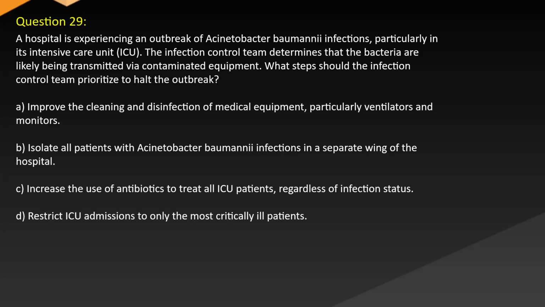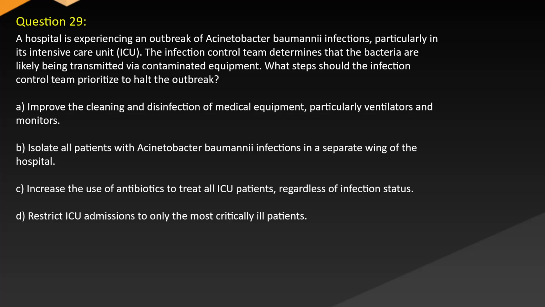Question 29. A hospital is experiencing an outbreak of Acinetobacter baumannii infections, particularly in its intensive care unit, ICU. The infection control team determines that the bacteria are likely being transmitted via contaminated equipment. What steps should the infection control team prioritize to halt the outbreak?